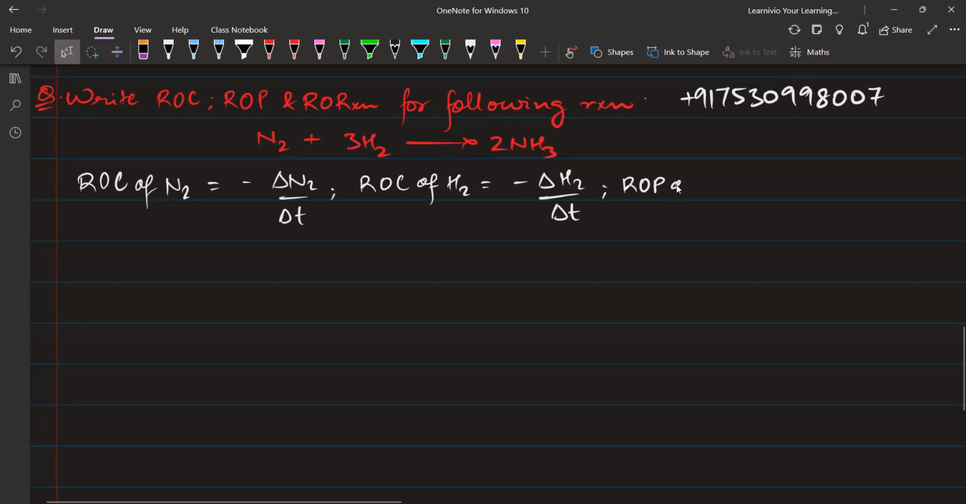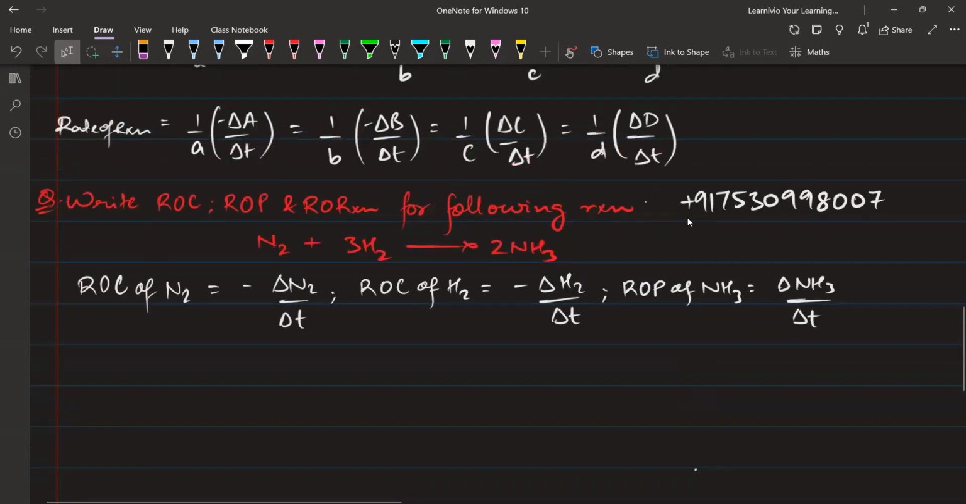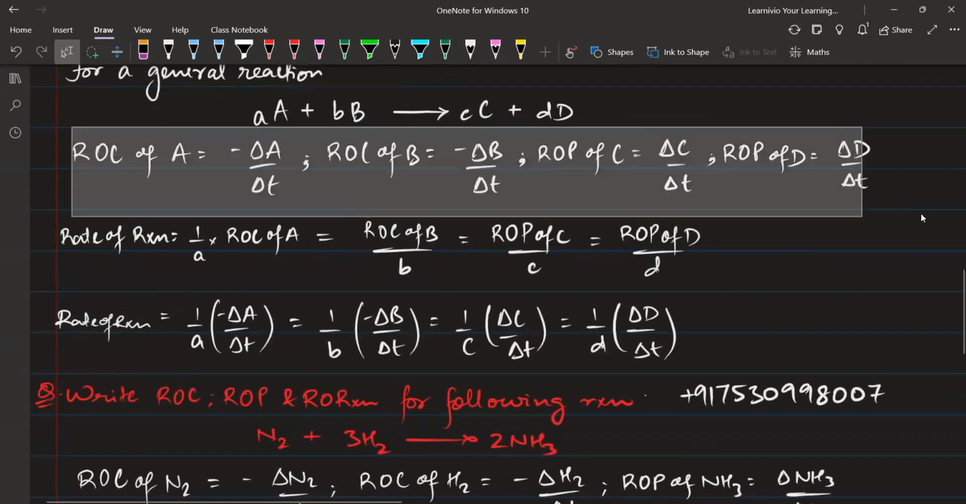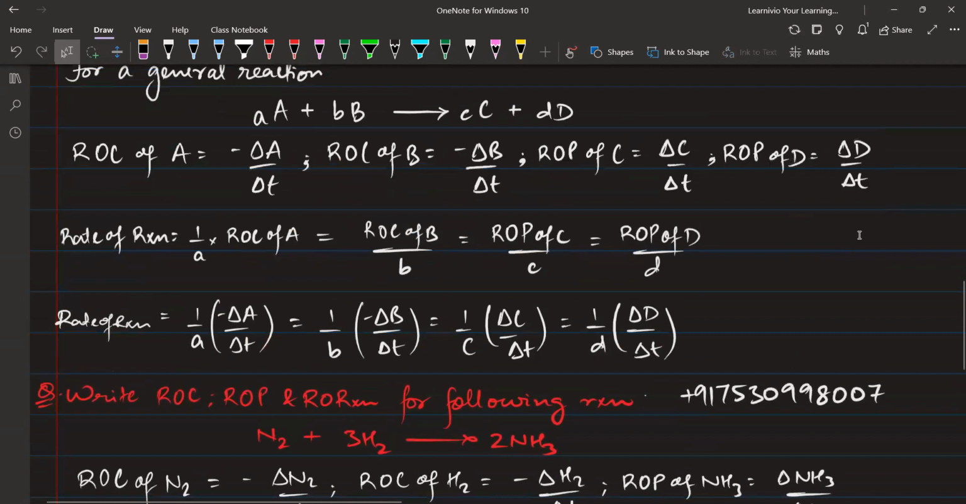Rate of production of ammonia will be equal to del NH3 by del T. So we don't add any of the coefficients this time here, right? You tell me, do we add? No, that's why I didn't send it.